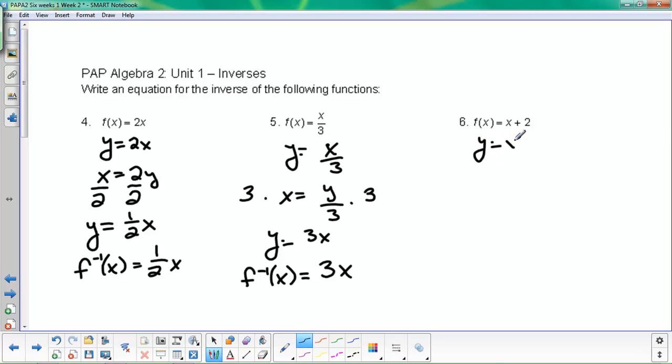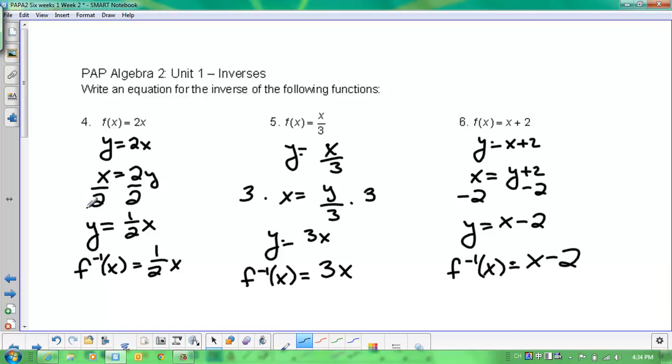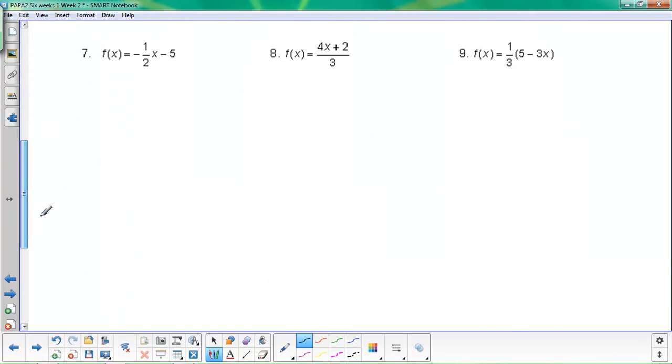y equals x plus 2. x equals y plus 2. Subtract 2 from both sides, y equals x minus 2, f to the negative 1 of x equals x minus 2. Alright, easy problems are over. Let's move on to the more difficult ones. Okay, same process. You just have to use more order of operations.